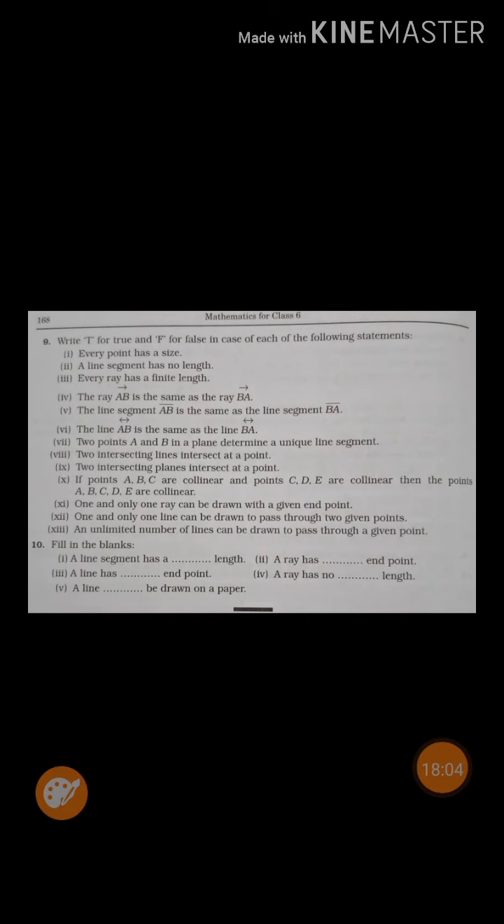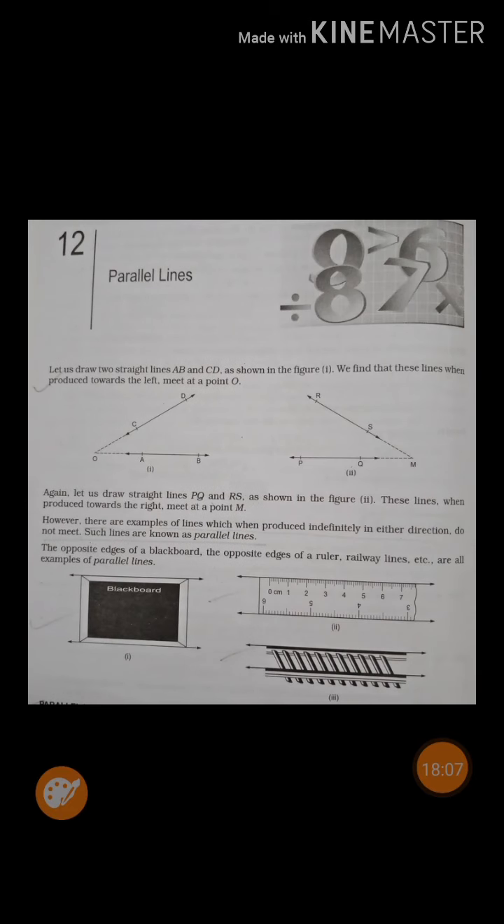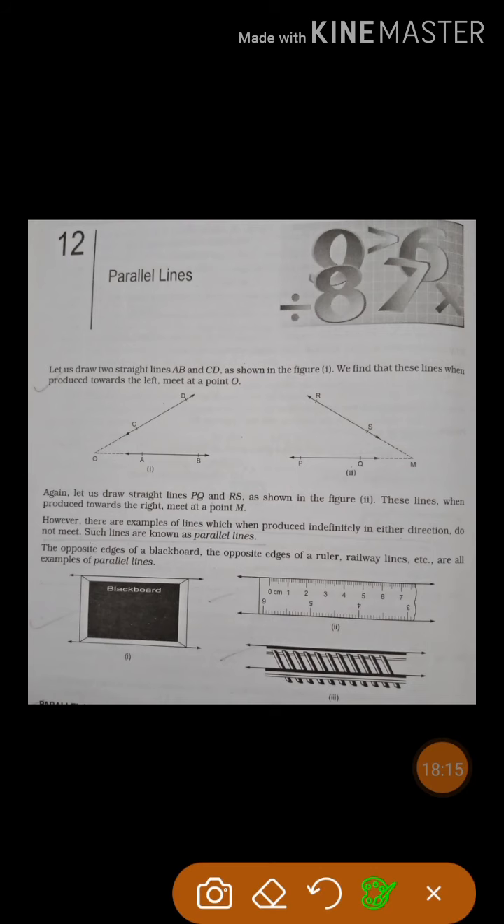Now come to the next chapter, 12, parallel lines. Firstly see, if on a plane there are 2 lines, for example, this is one line and this is the other line. These are not intersecting each other, not intersecting means not cutting each other. If we extend them, let's extend this line first, then the second line. Now these are intersecting each other at this point, you can see. So these lines are intersecting lines.